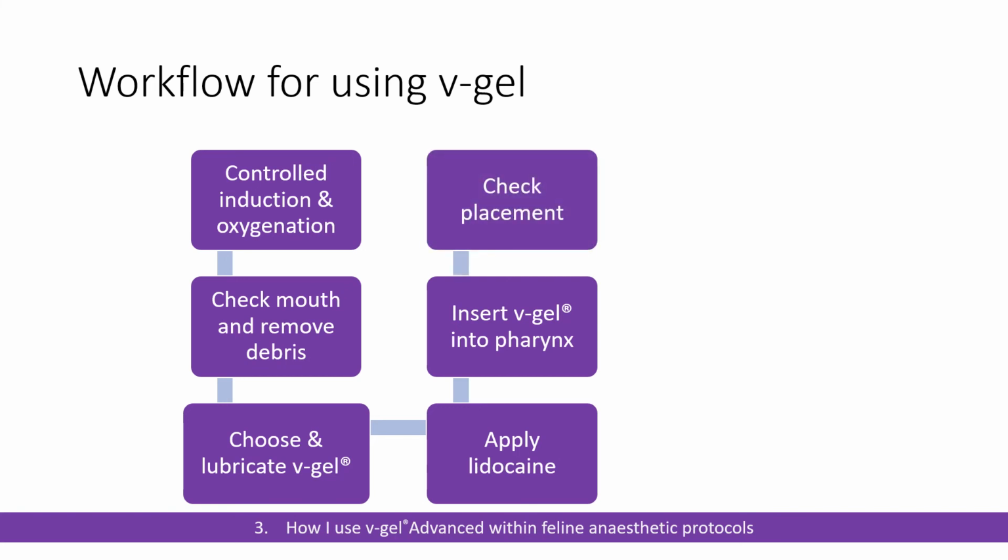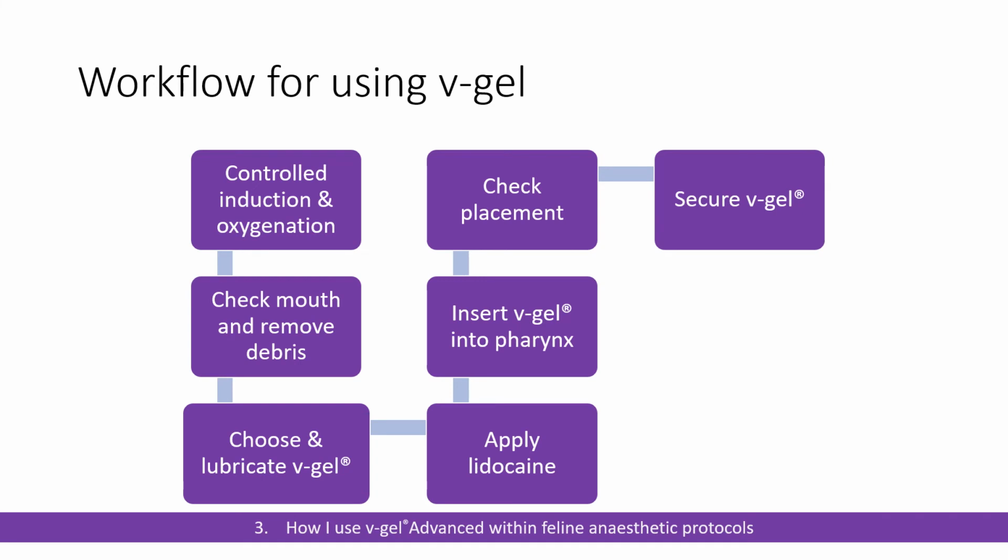You then always check the placement of your V-gel, again precisely as you would do with an endotracheal tube. You've placed your tube. What are you going to do? You're going to squeeze your rebreathing bag, and you're going to check that the cat's chest moves. Then you're going to watch the cat's chest moving and check that the rebreathing bag moves. Well, we're going to do exactly the same with the V-gel. So you place your device, you squeeze the rebreathing bag, you make sure the chest moves, you watch the chest move, you check that the rebreathing bag is moved.